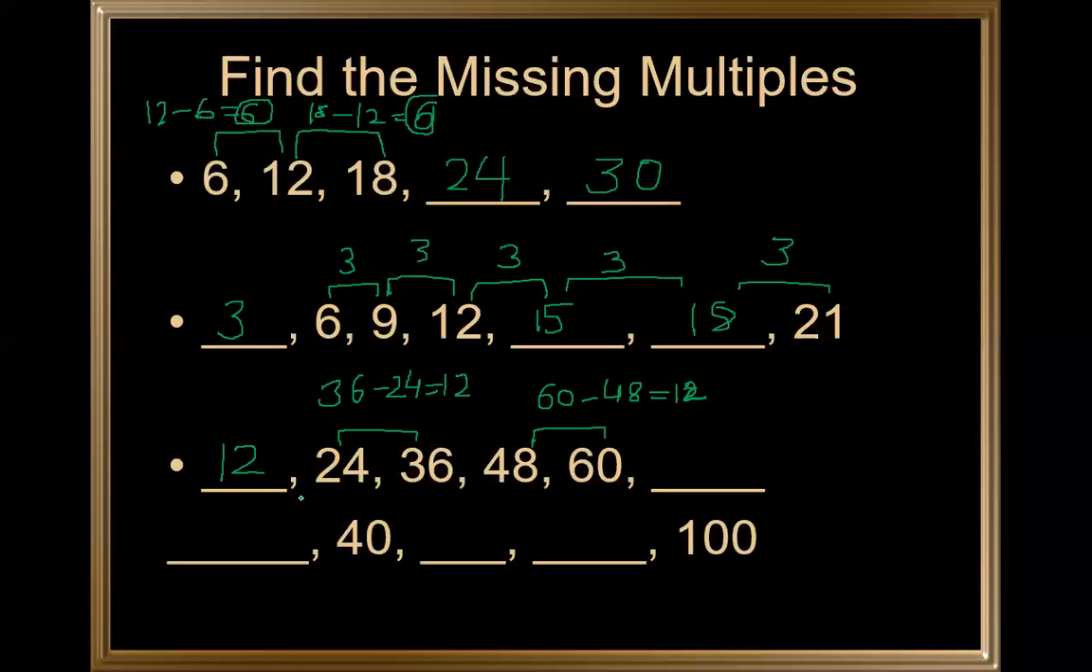12 ones are 12, 12 twos are 24, 12 threes are 36, 12 fours are 48, 12 fives are 60, and 12 sixes are 72.